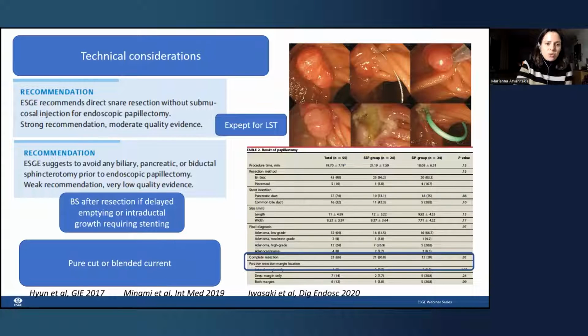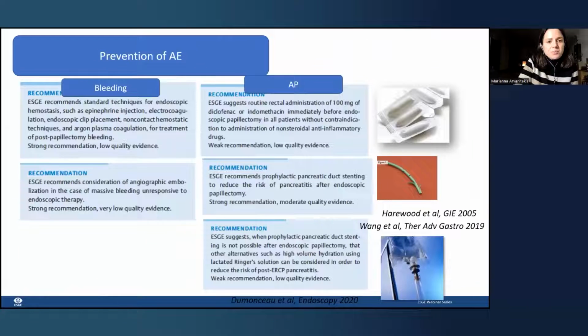We try not to do any sphincterotomy before doing the resection, because we might change the anatomical landmarks, and this is very important if you're going to refer your patient later. But we can do a sphincterotomy after resection if there's a delayed emptying or intraductal growth requiring a complementary treatment or a stenting. And we also talked about the current for the ampulectomy.